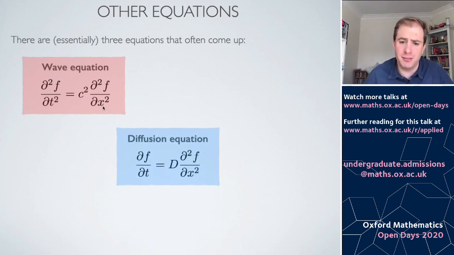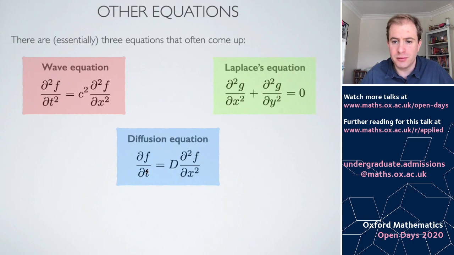The second equation that comes up a lot is what's called the diffusion equation. And again, that looks like the wave equation, but instead of having an acceleration term on the left-hand side, it has only one derivative with respect to time. And we'll see why that's important later on.